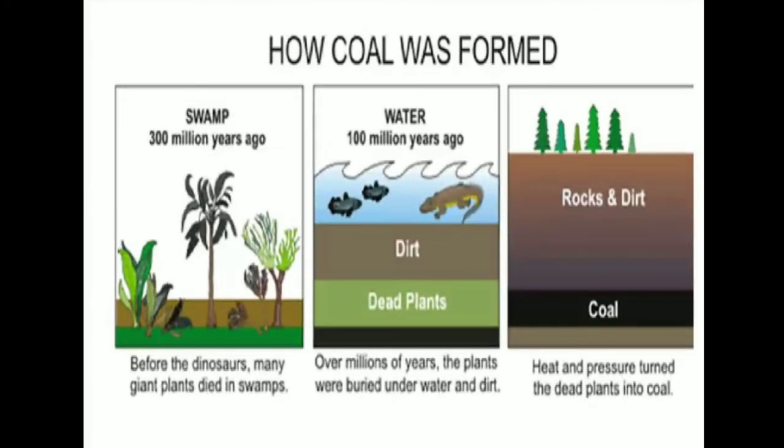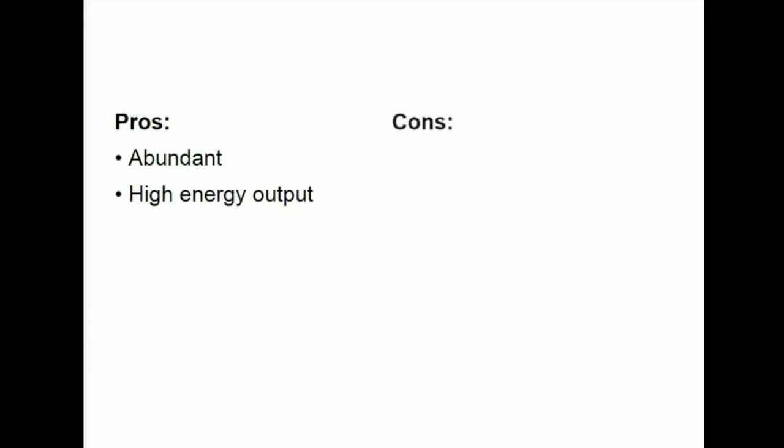Then coal was formed from giant plants millions of years ago. They were buried under, again, silt and sand. Then due to high heat and pressure, these plants and animal parts were turned into coal. Now the pros: it is abundant, it has got high energy output.